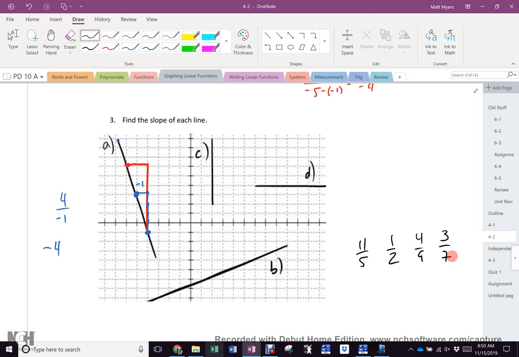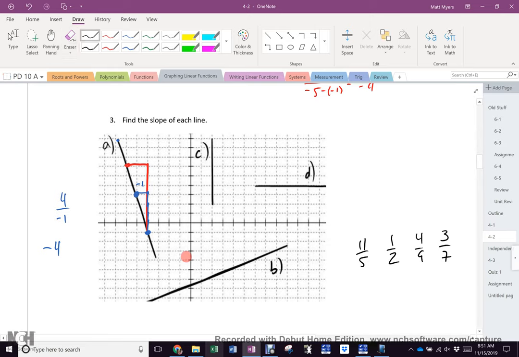11/5, because 1/2 is pretty close to 4/9, because that's almost 1/2. 3/7, almost 1/2. So somebody's backwards. I won't say any people's names, but somebody's backwards, because of course, to go up 11, 1, 2, 3, 4, 5, 6, 7, 8, 9, 10, 11, and over 1, 2, 3, 4, 5. Does 11/5 get full marks? No. Does 11 fifths get any marks? No. Because that kid does not show me he or she knows anything about rise over run.